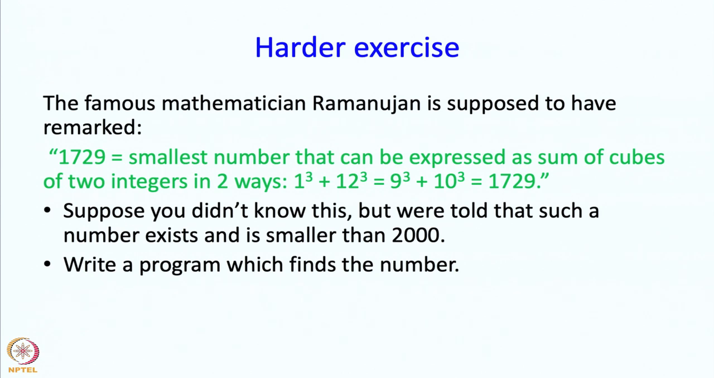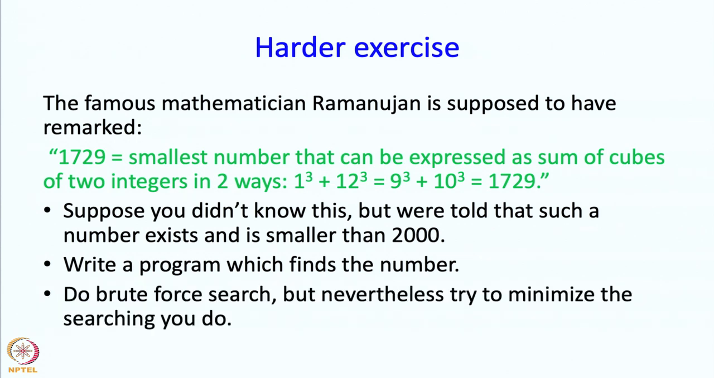So write a program which finds the smallest number, and you are assuming that it is smaller than 2000. So the smallest number which can be expressed as sum of cubes of two integers in two different ways. Okay. So you are expected to do brute force search. So you will have to figure out exactly how to organize that brute force search. Okay. So you have to express it as a constraint satisfaction problem. Okay. So think about it. It is, as I said, a slightly harder exercise.